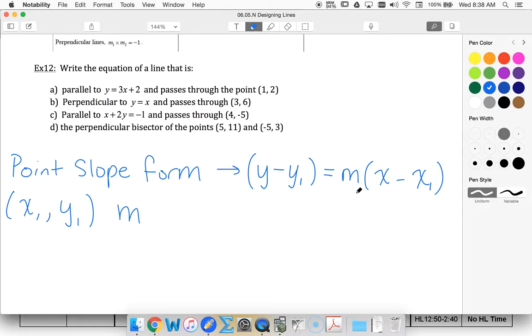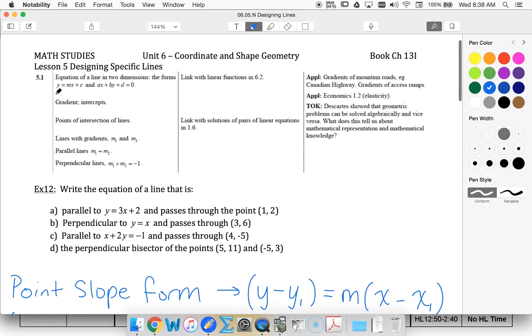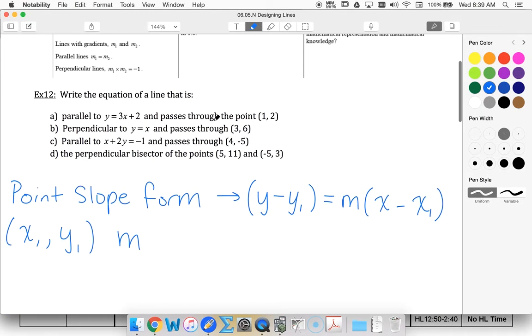So that's why we call this point-slope form, because it comes from slope form, and now we're just using one point, not 2 points, because we already know the slope, and we know the final equation of a line. We want it to have x's and y's in it, no matter which form we look at. So let's see how we can use this. And we'll start with example 12a.